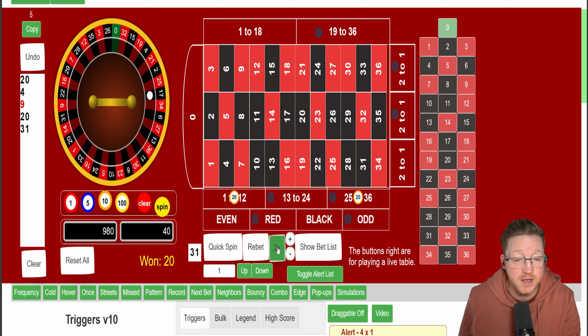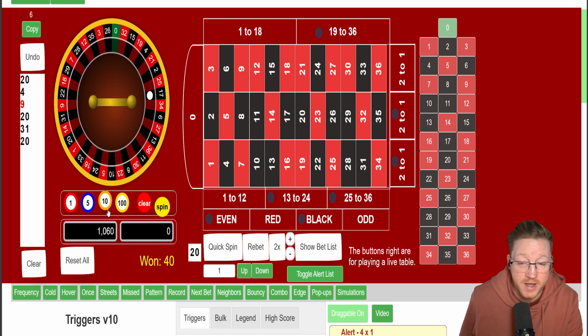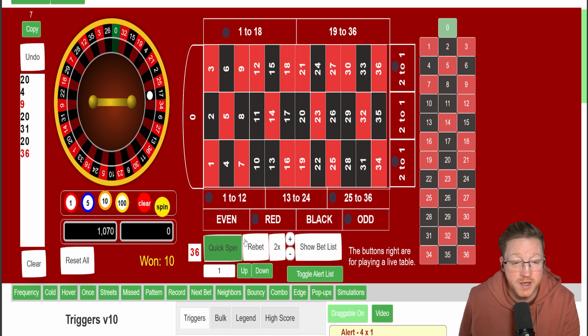If you rebet and double, now you'll see the black dot has moved. So this is where we would follow the pattern, except for it won't let me. I'll just do it manually. So quick spin. Did we win there? Yeah, we won 40. So already we're up. Okay, so we'll go back 10 here. I'll go spin.